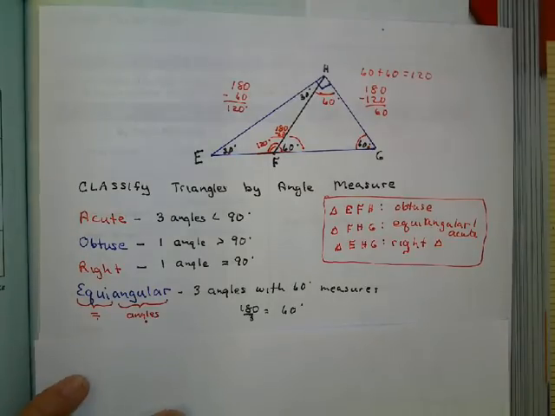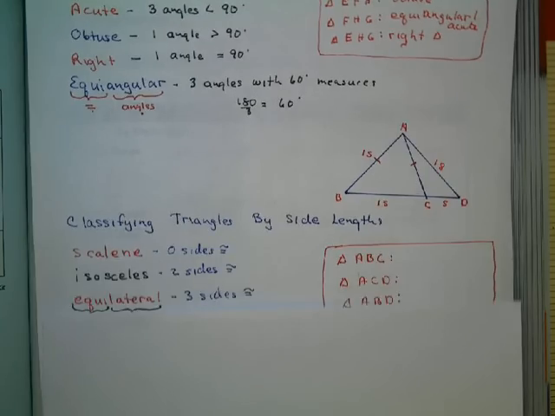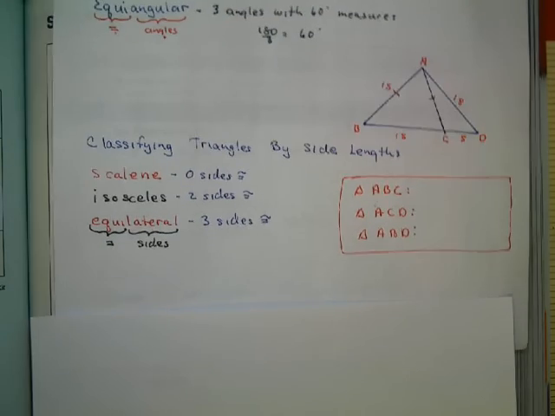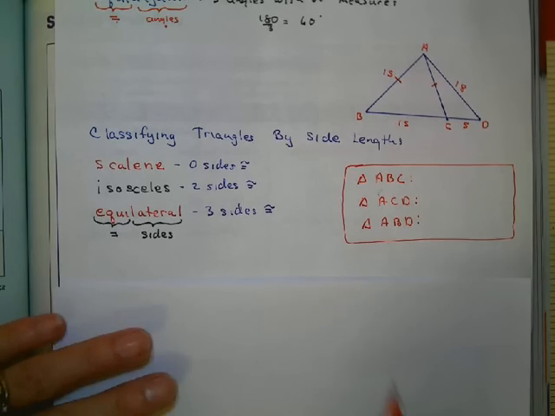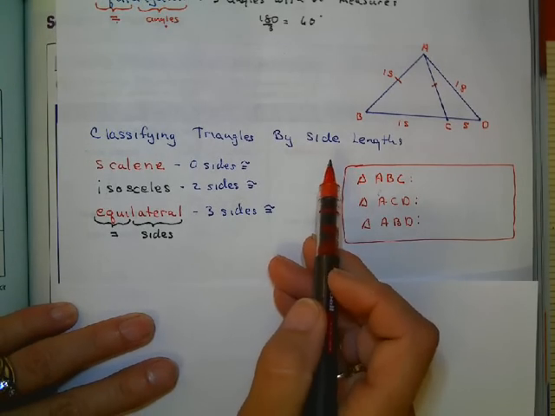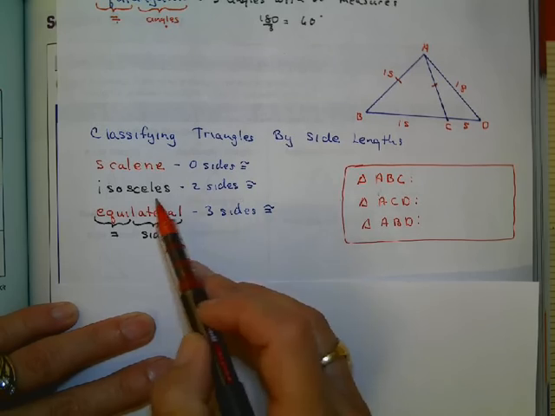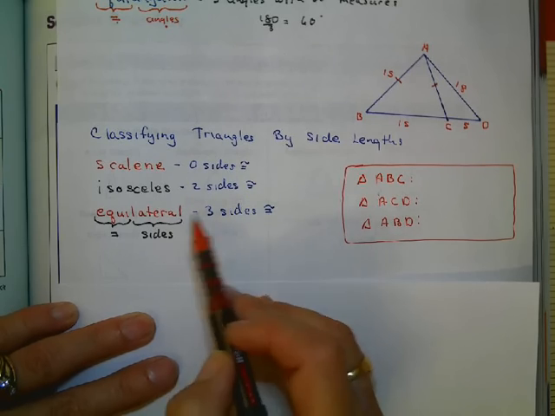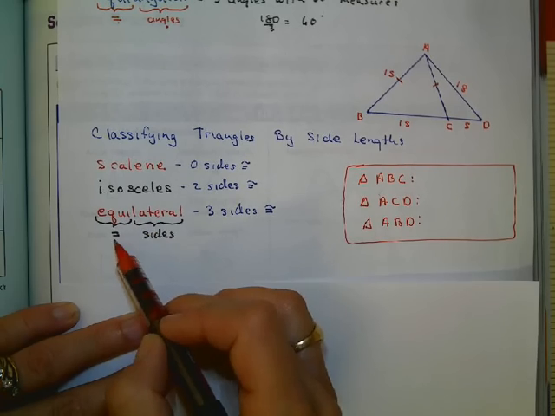Now what if we want to classify them by side length? Now we're going to do a bit of the same sort of thing. We're classifying by side length. Remember, scalene has 0 sides congruent, isosceles has 2 sides congruent, and equilateral has 3 sides congruent. Think of that: equal, lateral means side.